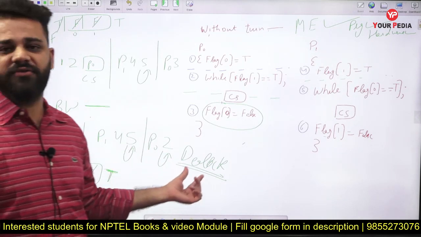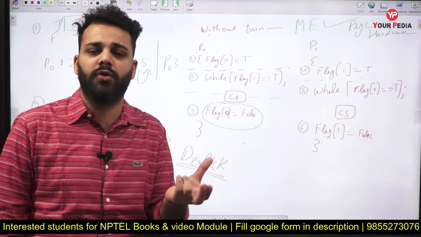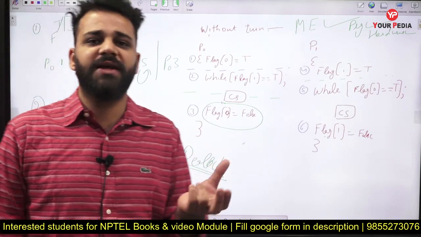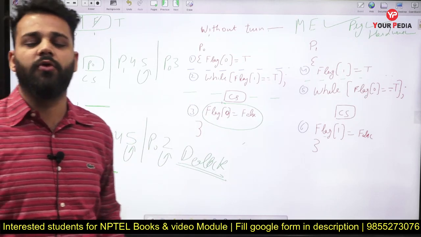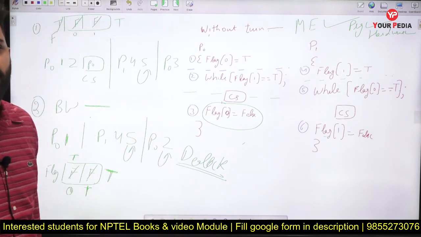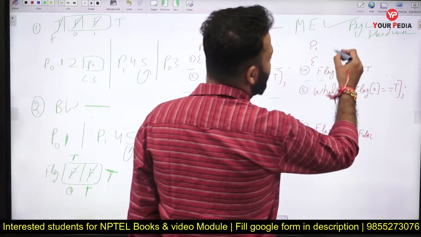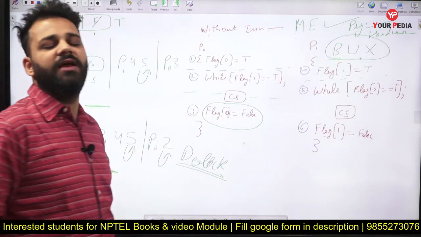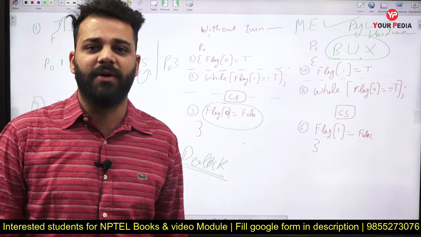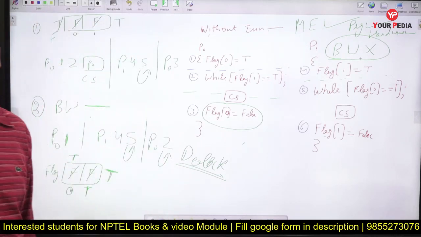So deadlock is there. When deadlock is there, there is no knowledge of how much time it will take for the code to run. So it is an indefinite amount of time. So yes, bounded wait will not hold. So if we remove the turn variable and only use the flag variable, our bounded wait condition will be violated.